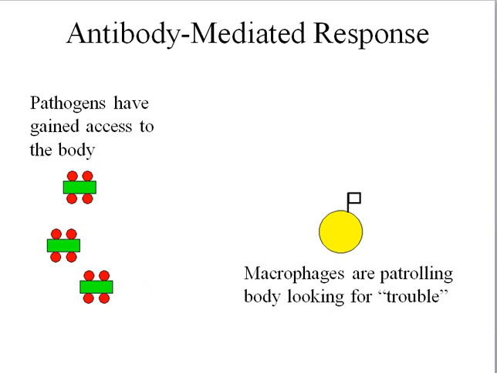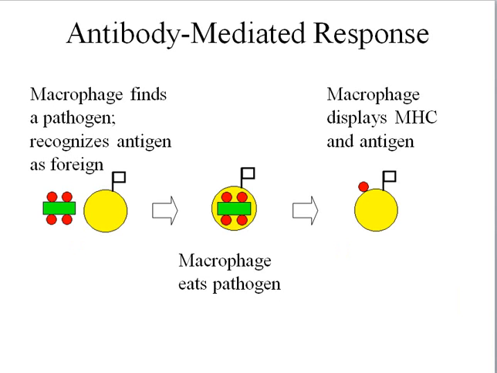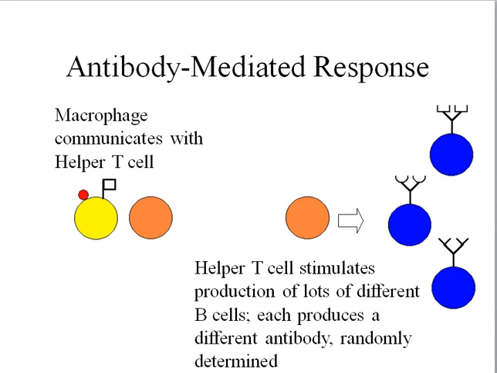A pathogen has gained access to your body. Macrophages, which constantly patrol your body, find one of the pathogens and realize the antigen does not match your MHC markers. The macrophage responds by eating the pathogen and digesting it. Kind of like a badge of honor, the macrophage displays the pathogen's antigen on its plasma membrane. The macrophage next communicates with the helper T cell.